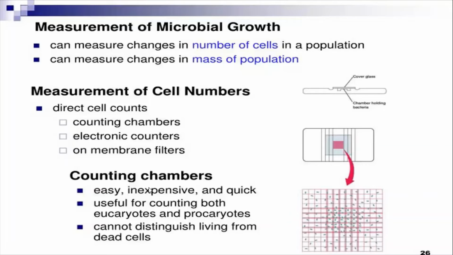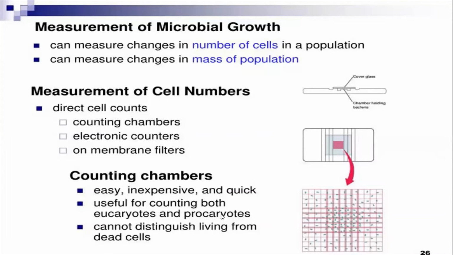Okay, then we have got the electronic counters. ये क्या होता है? You have got the petri dish, right? You just put it into the machine and it will just count. Then membrane filters, I'll explain as we proceed. So the counting chambers, this is very easy, inexpensive and quick. It is expensive if you break the hemocytometer again and again. Otherwise, it's very cheap.